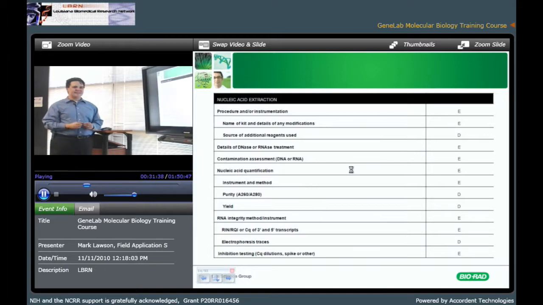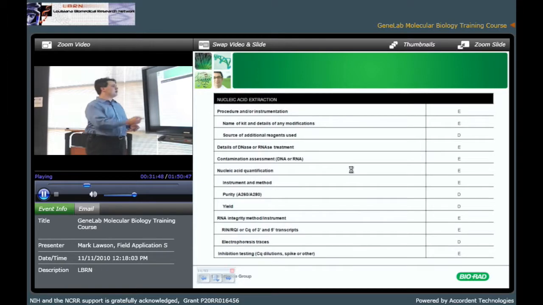So next area, and that wasn't the whole form, by the way. The next area is nucleic acid extraction. So how are you extracting your RNA or your DNA? Did you DNA or RNA treat your samples at any point? Have you checked for the presence of contamination? And that might be as simple as trying to amplify a non-specific gene, running a no-template control.